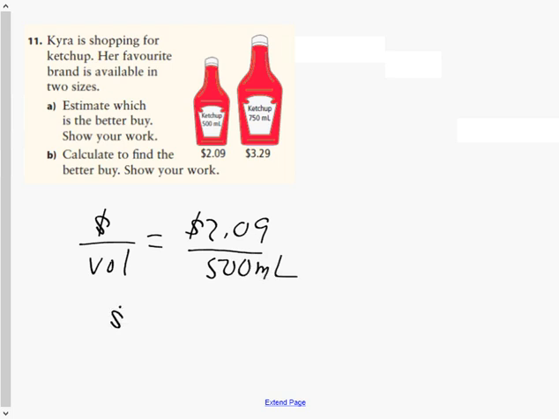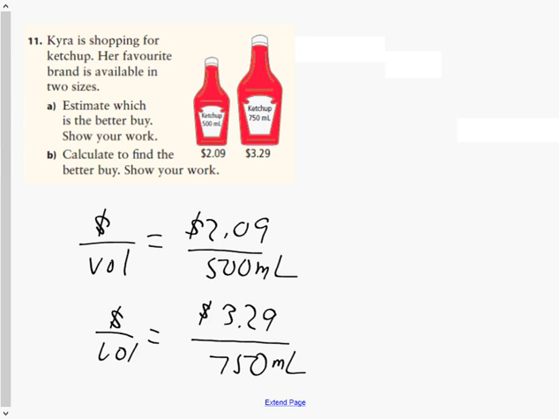For the large one, it's $3.29 for 750. Now, if we compare them, do we have to do a unit rate out of 100? No. Do we have to do a volume out of 1,000? No. Do we have to do a volume out of 1? No. I'm going to be different.